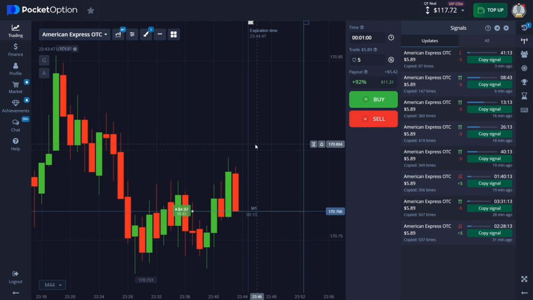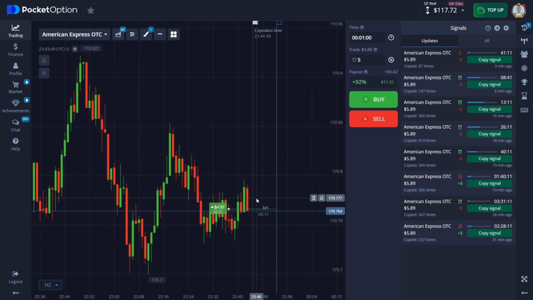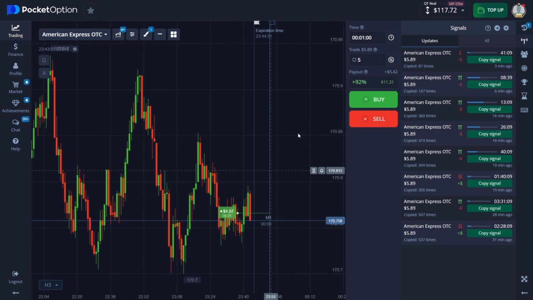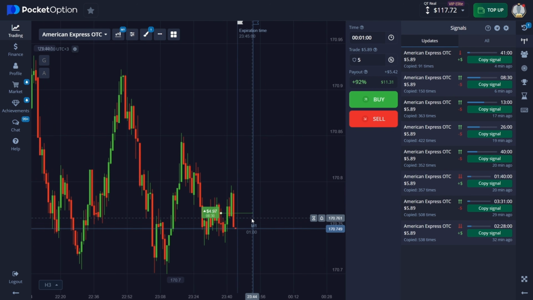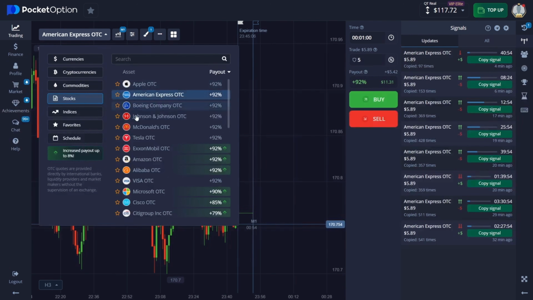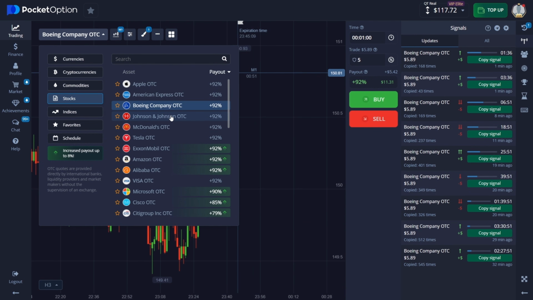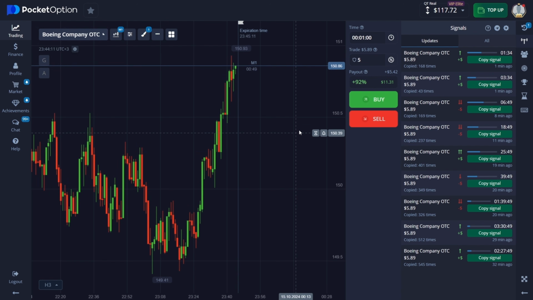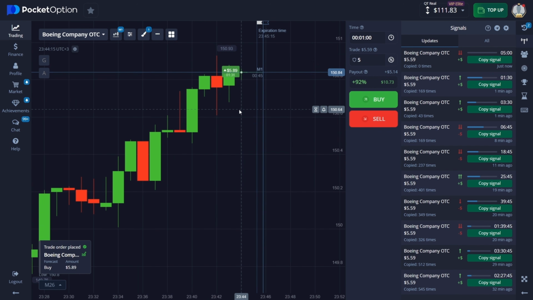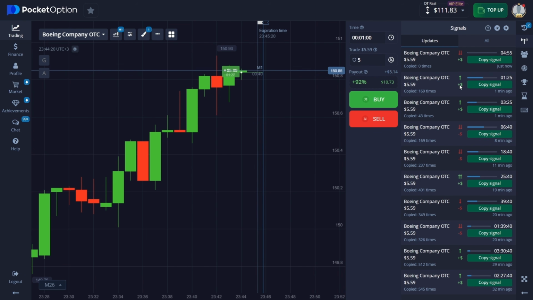Let's change assets because there are no trades available for the lower time frame on this asset. I selected Boeing Company OTC. There was a trade for 1 minute and 31 seconds, and I copied it because the copy time was also good at 169 times. This was a 1 minute and 24 seconds trade.